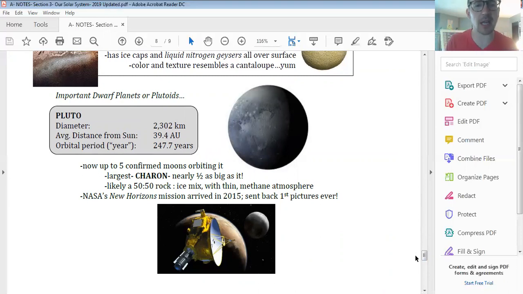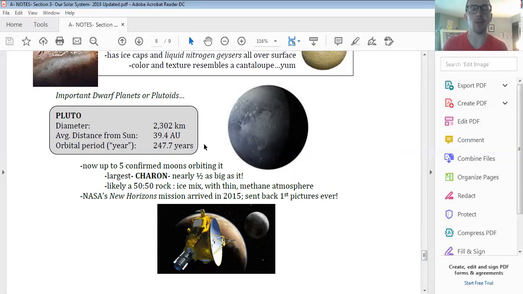So you can check out its diameter. Its distance from the sun would be 39.4 AUs. And if you remember, an AU stood for astronomical unit. It's a great distance unit to use to measure within the solar system. 1 AU would be the distance from the sun to the Earth. So if Pluto is about 40 AUs away, that means it's about 40 times farther away from the sun than the Earth is. So because of this great distance, it takes little Pluto almost a quarter of a millennia to make one full revolution around the sun.